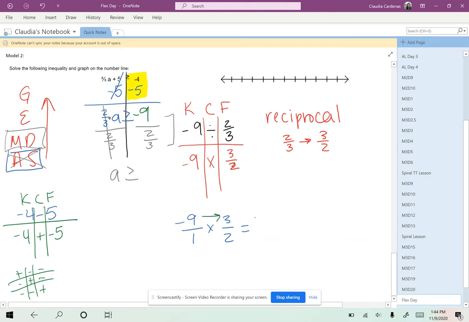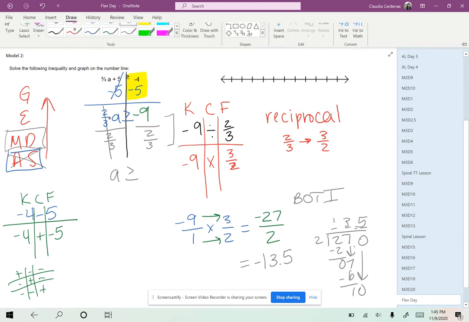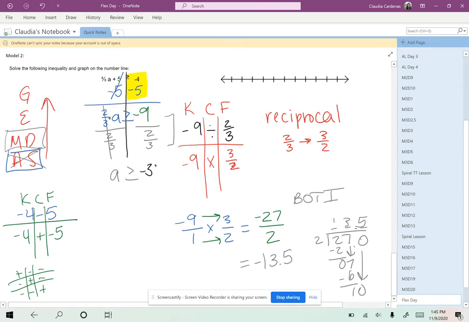And then I see negative 9 times 3 would be a negative 27, and 1 times 2 is 2. Then I know that I can simplify that using bow tie, bottom out, top in. So 2 is on the outside and 27 is on the inside. 3 times 2 is 6. Let's add our decimal and our 0. 2 goes into 10 5 times. So our answer is negative 13.5. So let's put that into our inequality. So then our final answer would be a is greater than or equal to negative 13.5.